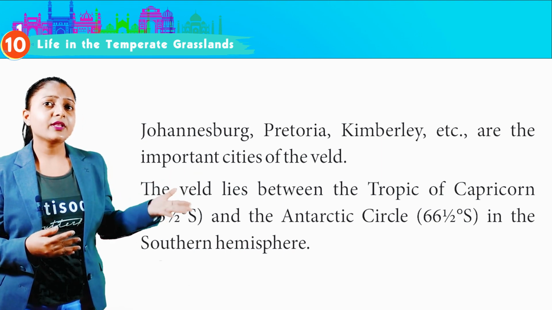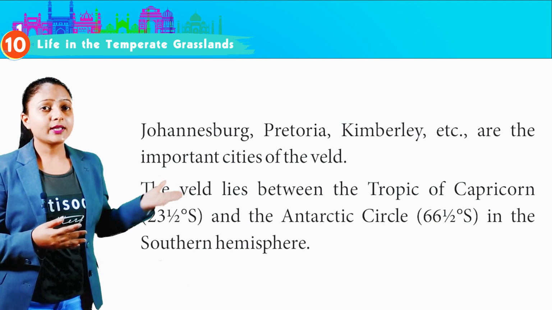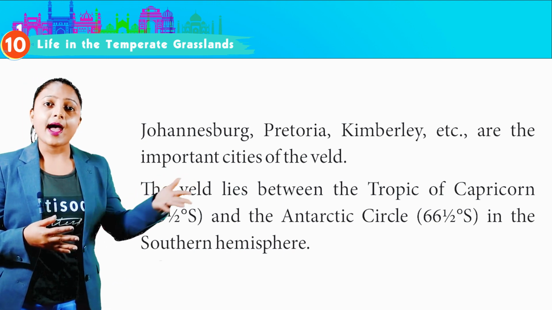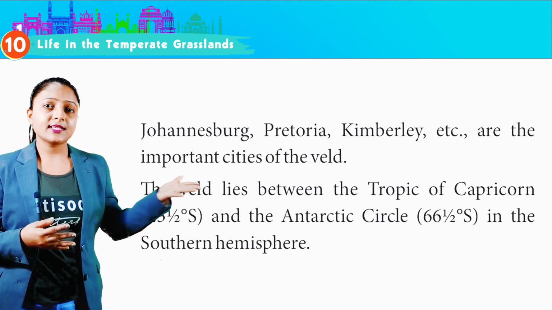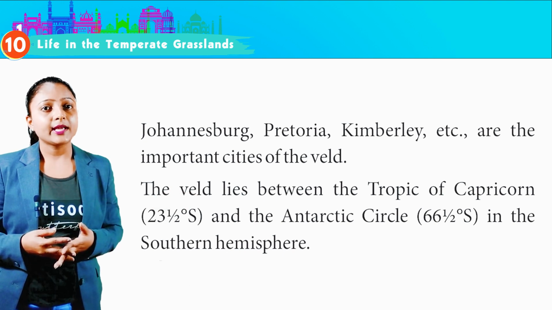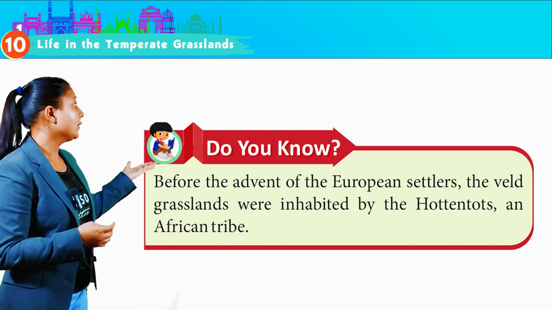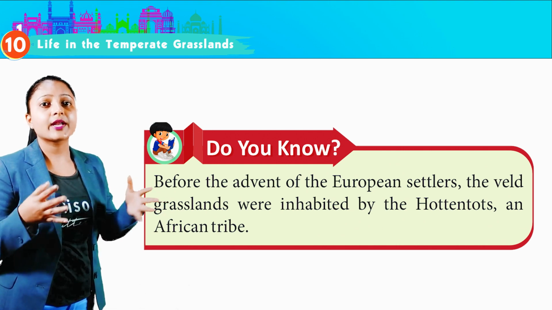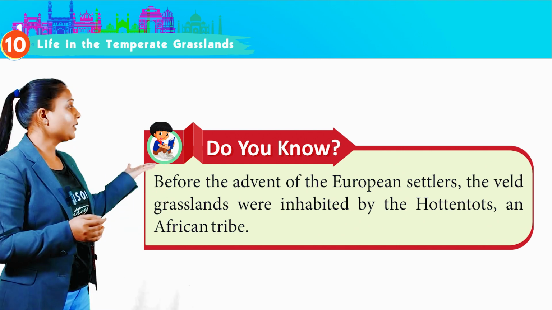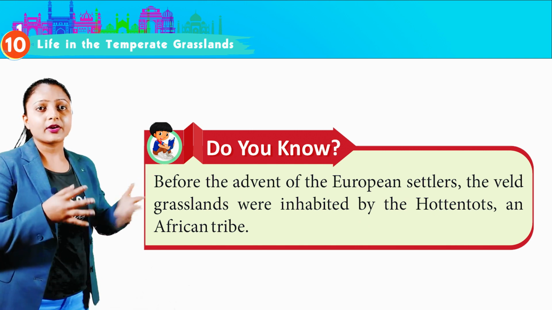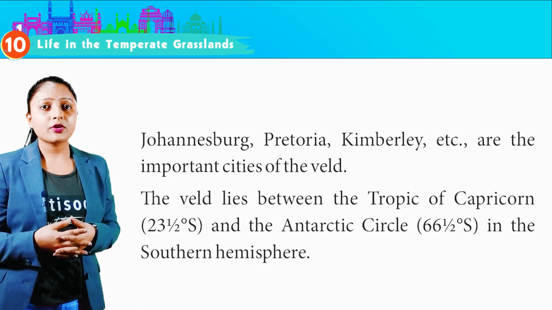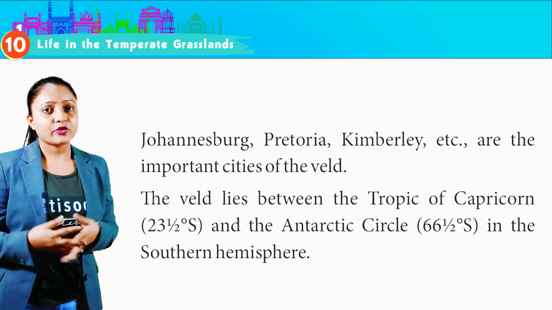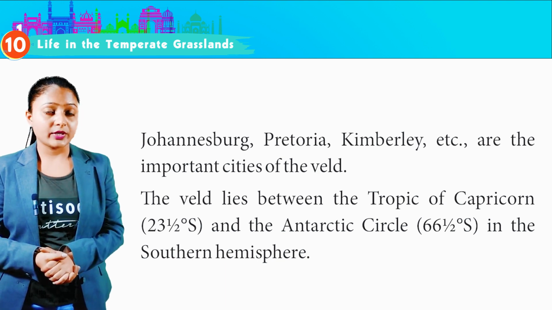The Veld lies between the Tropic of Capricorn, 23.5 degrees south, and the Antarctic Circle, 66.5 degrees south in the southern hemisphere. Do you know? Before the advent of European settlers, the Veld grasslands were inhabited by the Hottentots, an African tribe. Johannesburg, Pretoria, Kimberley, etc. are the important cities of the world.